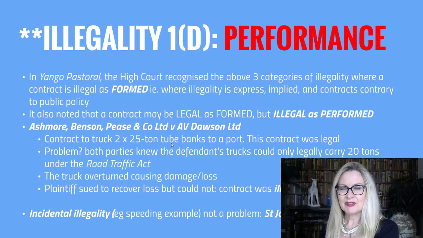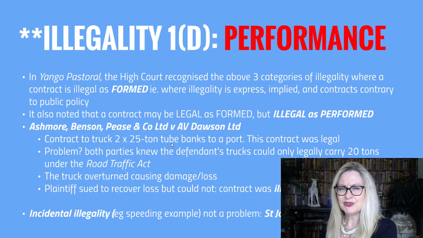There is a sneaky fourth one that I thought I'd slip in here just for completeness, and that is illegality that attaches not to the formation of a contract, but to the performance of a contract. So in Gengo Pastoral, you have the High Court basically discussing this fact. The three categories that we've just looked at, illegality via express prohibition, implied, and contracts contrary to public policy, are all instances of illegality attaching to the contract as it is formed.